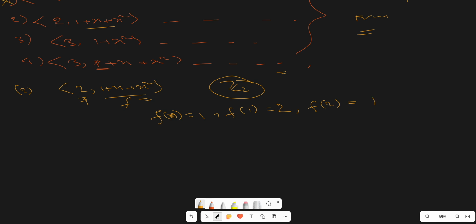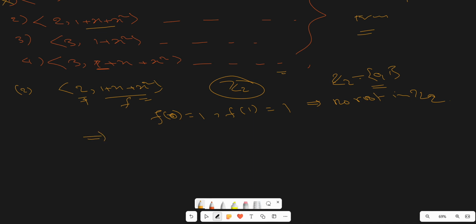You need 0 in Z2, right? Sorry, f of 0 is 1, because 0 plus 0 plus 1. What will be f of 1? F of 1 means 1 plus 1 plus 1, which is 3. What is 3 in Z2? 3 means 1. So this has no root in Z2. Z2 means 0 and 1, right? It has no root in Z2.